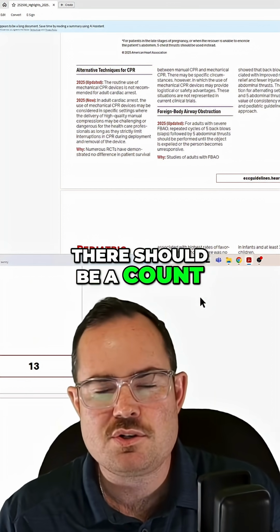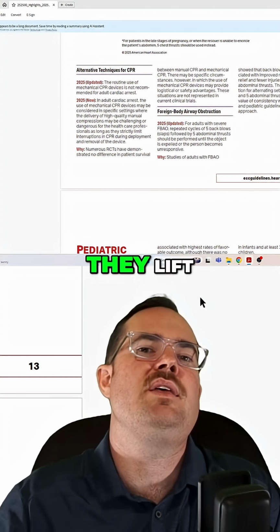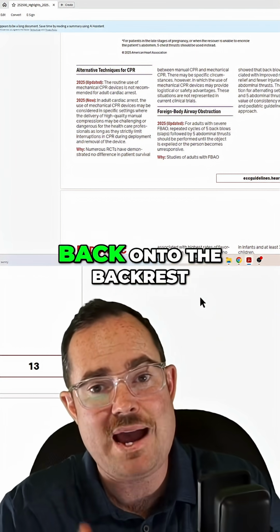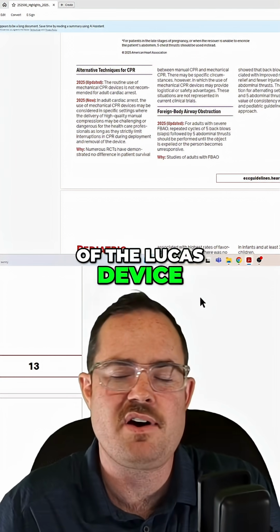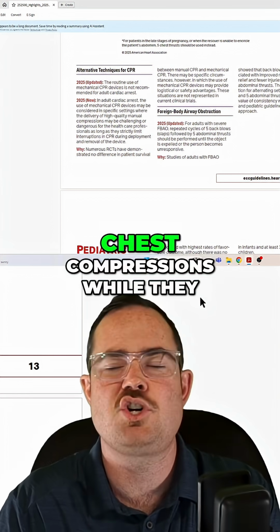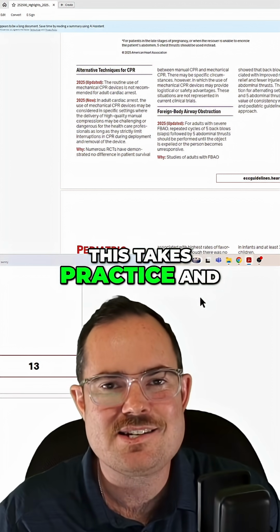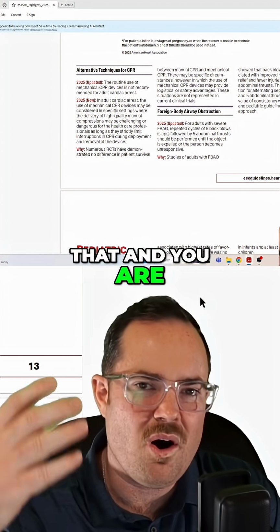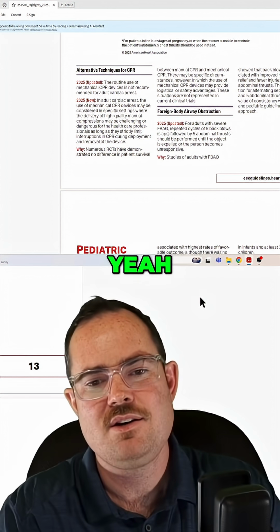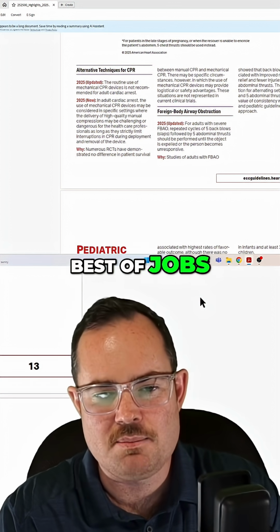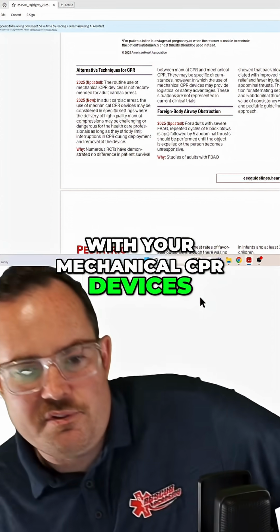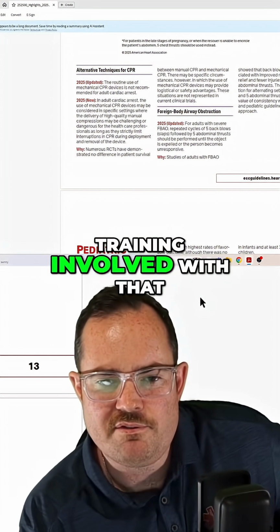There should be a count, whoever's doing the lift, 3, 2, 1, they lift, put them on the back onto the backrest of the Lucas device while someone continuously does chest compressions while they set up the next part. But again, this takes practice. And if you're not practicing that and you are interrupting your chest compressions, yeah, you're not doing the best of jobs with your mechanical CPR devices. So there should be training involved with that.